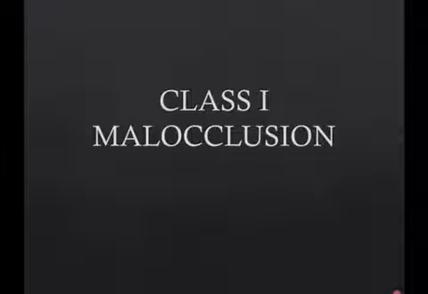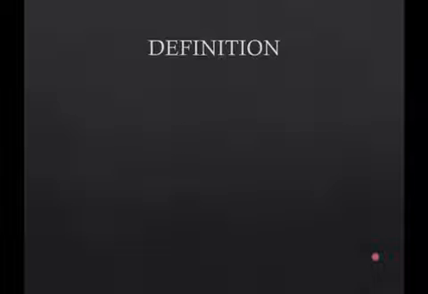In this presentation, we'll be learning about class 1 malocclusion. Edward Angle has divided malocclusion based on the molar relationship into three classes, that is class 1, class 2 and class 3 malocclusion. So in a class 1 malocclusion, it is mainly because of problems in the position of the teeth or rotations or discrepancy in the size of the teeth and jaw.